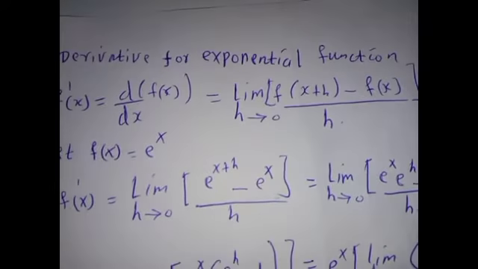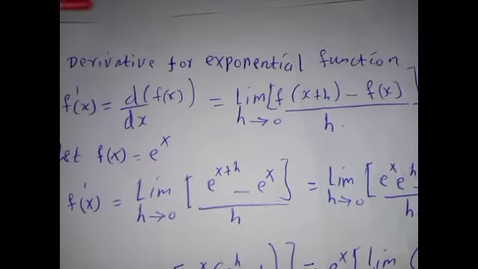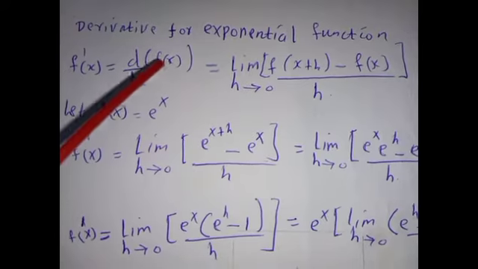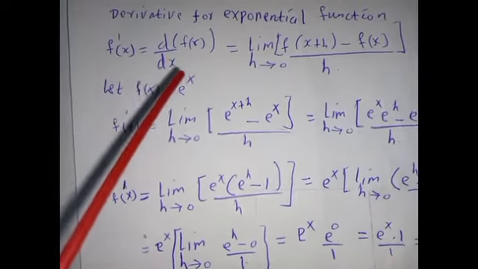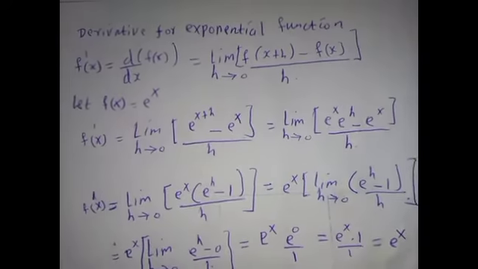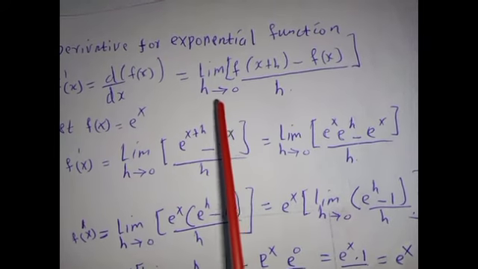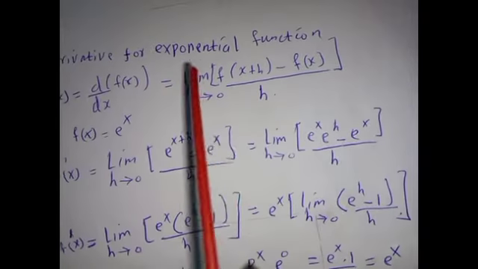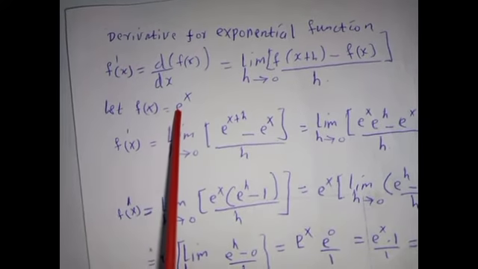We want to look at the derivative of the exponential function. We want to see how we obtain the derivative of the exponential function from the definition of the derivative. So f'(x) is the derivative of the function f(x) with respect to x. This is the definition of the derivative: the limit as h tends to 0 of [f(x+h) minus f(x)], divided by h. We let our function be e^x.